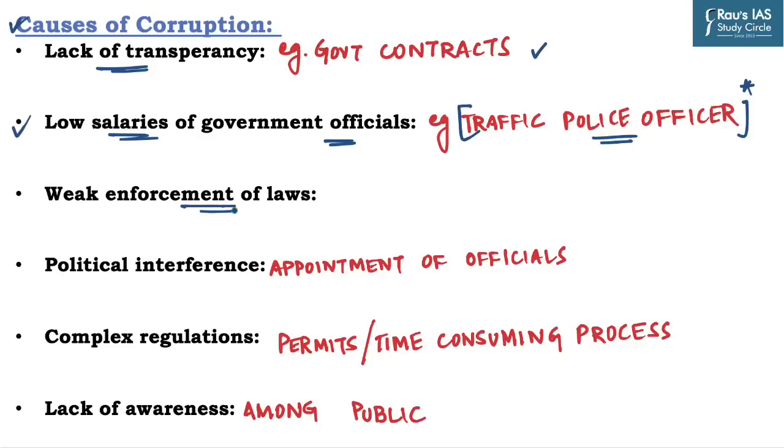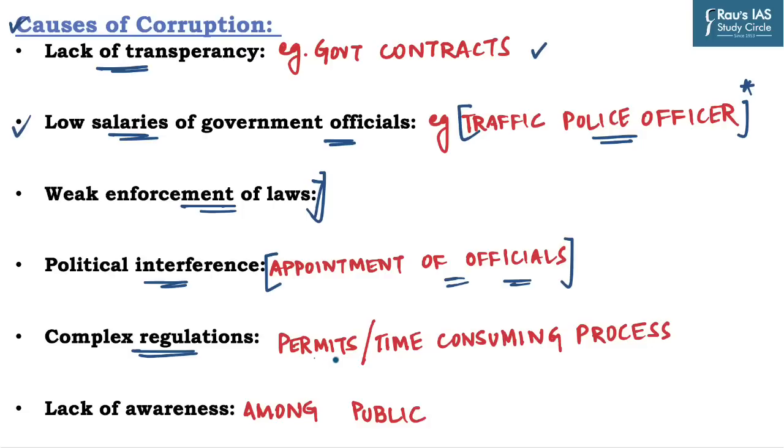The next one is weak enforcement of laws. The weak enforcement of laws give confidence to the people who are involved in corruption that they will not be caught after committing such crimes like corruption. The next one is political interference. Specifically in the appointment of officials, the political interference in India is widespread and politicians often interfere in the appointment of officials or influence the allocation of resources for their own benefits. It results into the practice of officials being appointed on the basis of political connections rather than merit, which further leads to corruption.